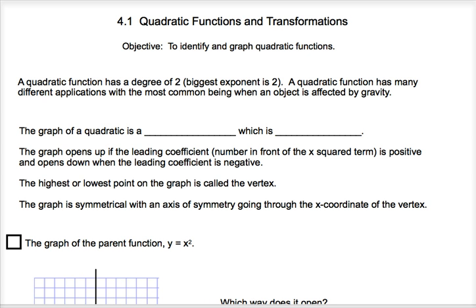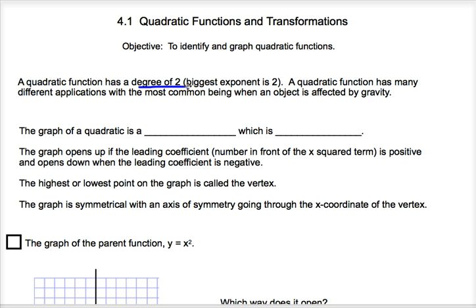When you know you have a quadratic, if you have a degree of 2, that means you've got an x squared, basically. The biggest exponent is 2. So quadratic functions, a lot of word problems go with it, but the one we use most often is when you have something that's affected by gravity, you throw a ball, that type of deal. So we're going to identify and graph quadratic functions today.